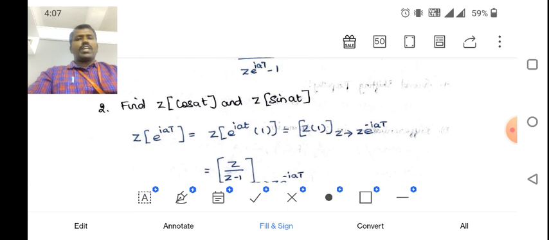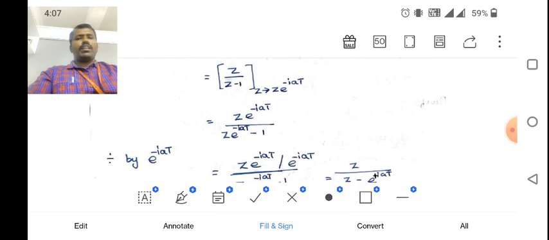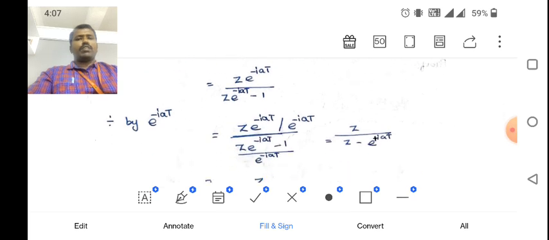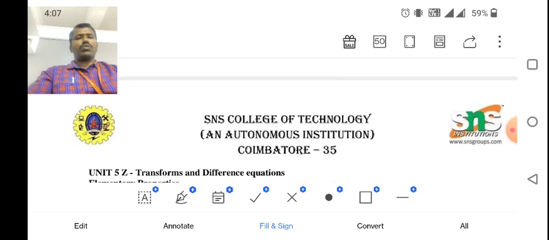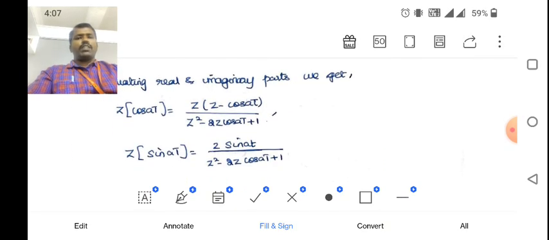Z transform of cos at and Z transform of sin at. Using e power iat z by z minus 1 and z into e power minus iat, substitute the values. Therefore Z transform of cos at equals z into z minus cos at divided by z square minus 2z cos at plus 1. Z transform of sin at equals z sin at by z square minus 2z cos at plus 1.